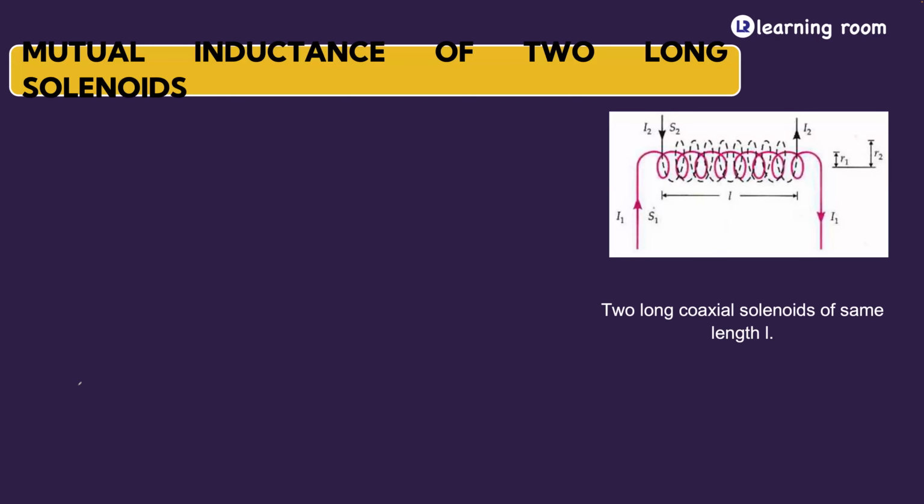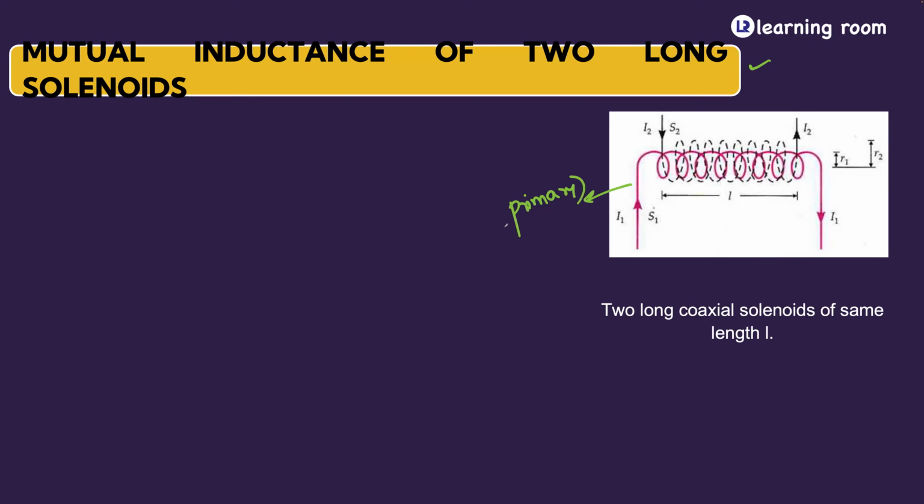So like the previous case, we need to derive the mutual inductance, but this time it is not going to be the mutual inductance of one solenoid, it is going to be of two solenoids. So, mutual inductance of two long solenoids. If you observe this, in this case there will be one solenoid, which is the primary one. The pink one is called the primary.